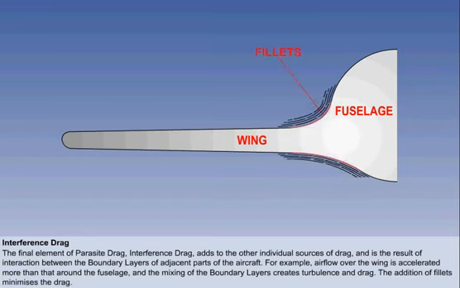The solution to this problem is to add fillets to smooth out the transition between the surfaces, making the velocity change more gradual, minimizing the turbulence and thus the drag.